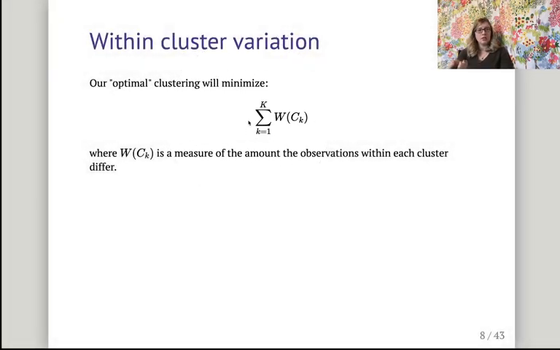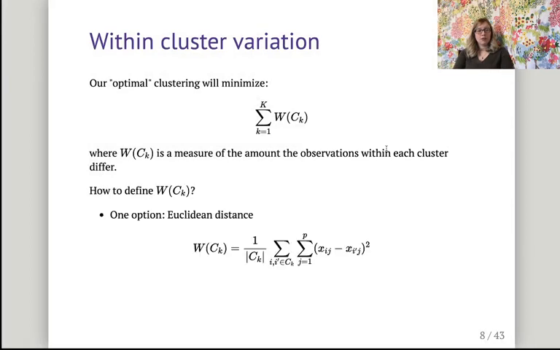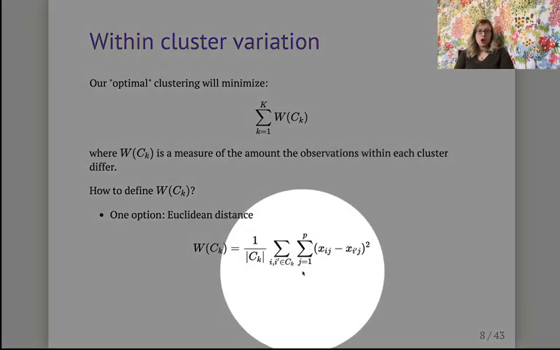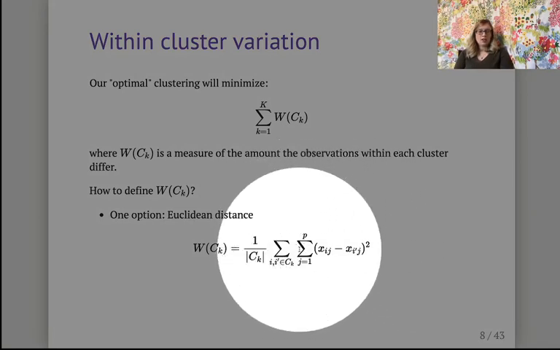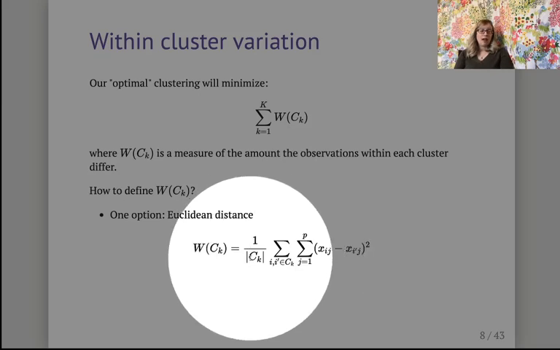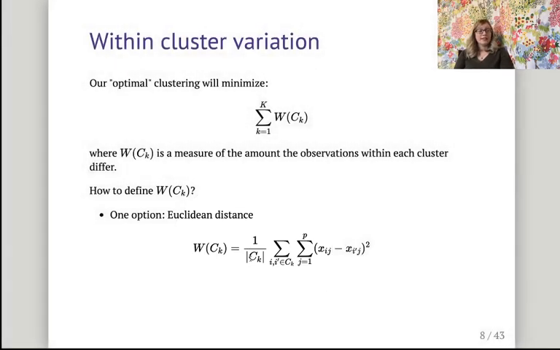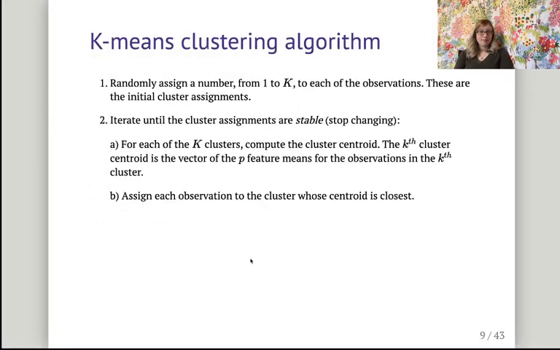We'll call those W. So W is a measure of the amount the observations within each cluster differ. How do we define this W? Well, there's a lot of options, one being Euclidean distance. So within each cluster, we'll take the distance between 2 points, we'll sum that up for all points inside the cluster, and then we'll divide by the number of points in each cluster.